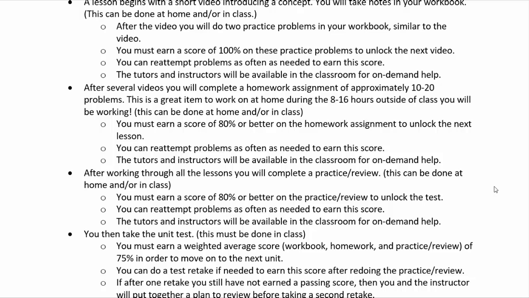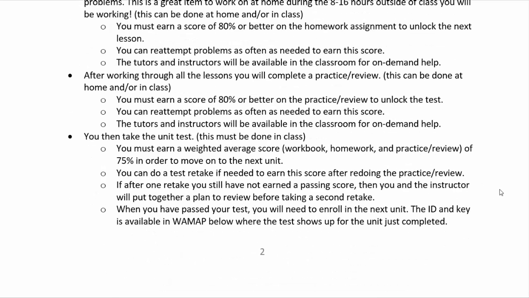Please note that during your homework sections, you'll get 3 tries to reattempt a problem before you need to refresh your problem. However, on the review and practice test, you will be required to complete that question correctly with only 2 reattempts. When you've completed your practice test, you'll be able to take your test and you'll need to get 75% on all your homework, your practice test, your workbook, and the test itself. Cumulatively, you will need to receive a 75% to pass the unit. There are 6 units in each class.